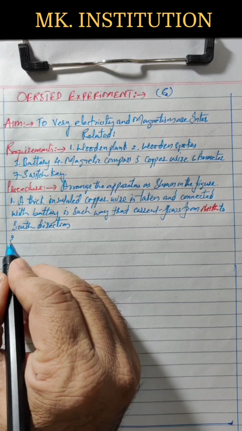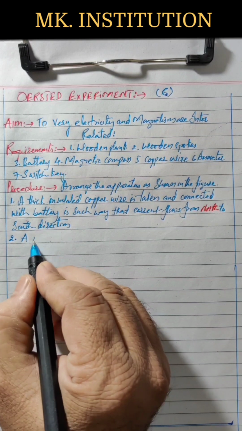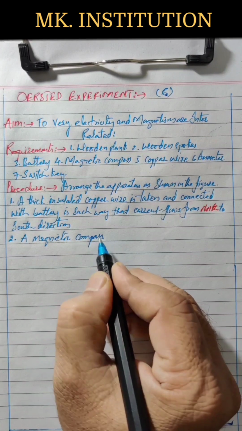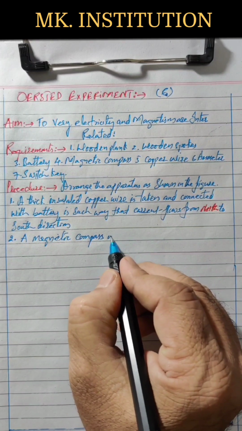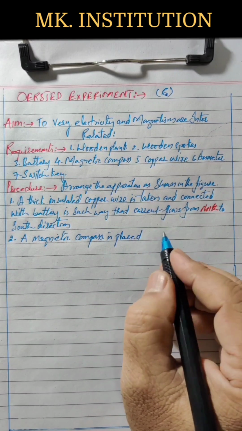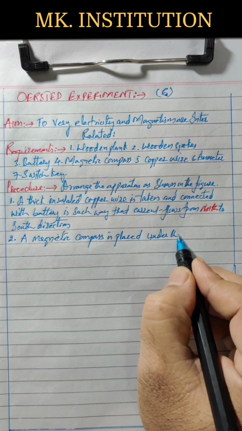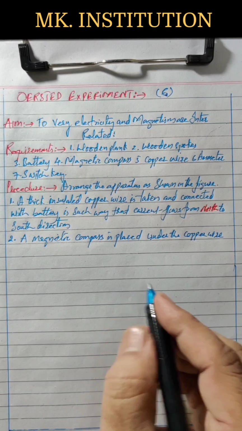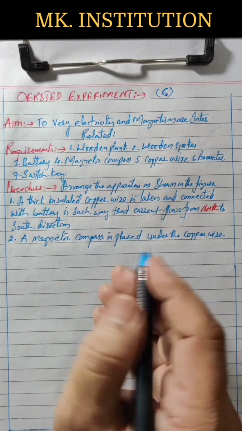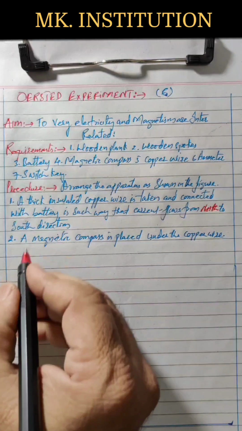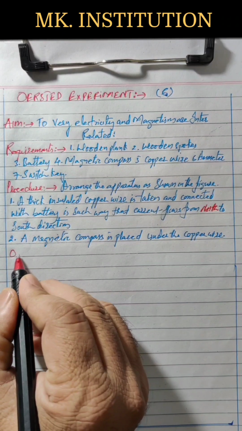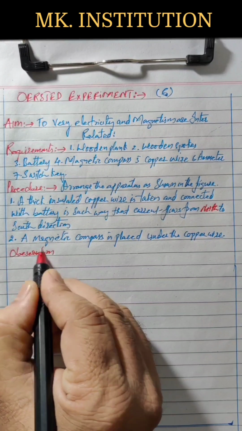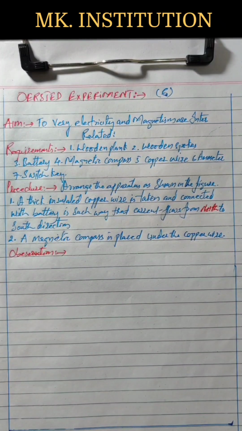Then the second point: a magnetic compass is placed under the copper wire. Clear? Now once you keep this magnetic compass under the wire, what happens? Here the procedure is completed. Next is the observation. What will you observe when you keep the magnetic compass under the wire? Observations.